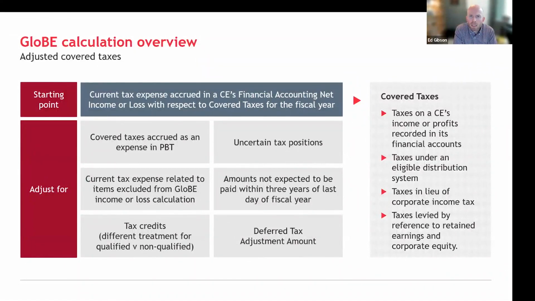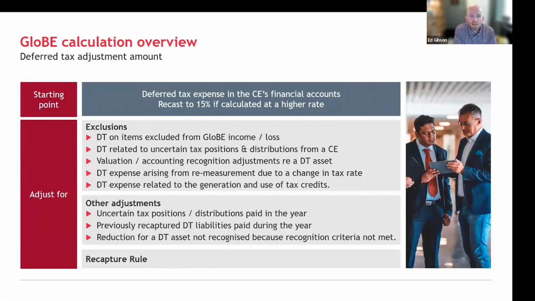Another one is amounts not expected to be paid within 3 years. So if you are fortunate enough to be operating in a territory that doesn't ask you to pay tax for 3 years after the accounting period, unfortunately, the Pillar 2 rules will undo or may undo that benefit by not including those taxes when you're working out what your adjusted covered taxes are. The last one on here I'll mention is the deferred tax adjustment amount, which if we move on to the next slide, it has its own slide because it's a bit more complicated.